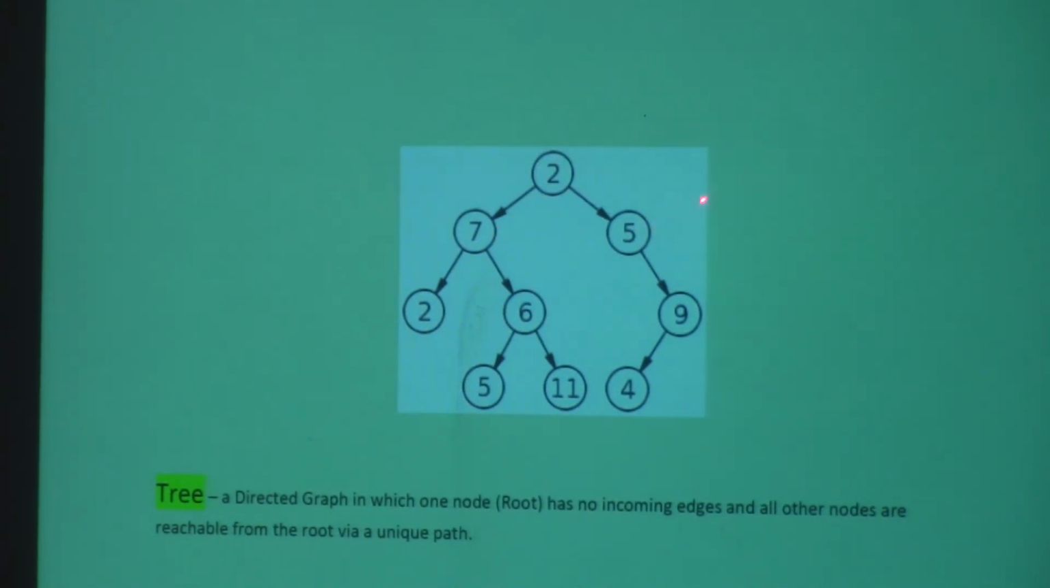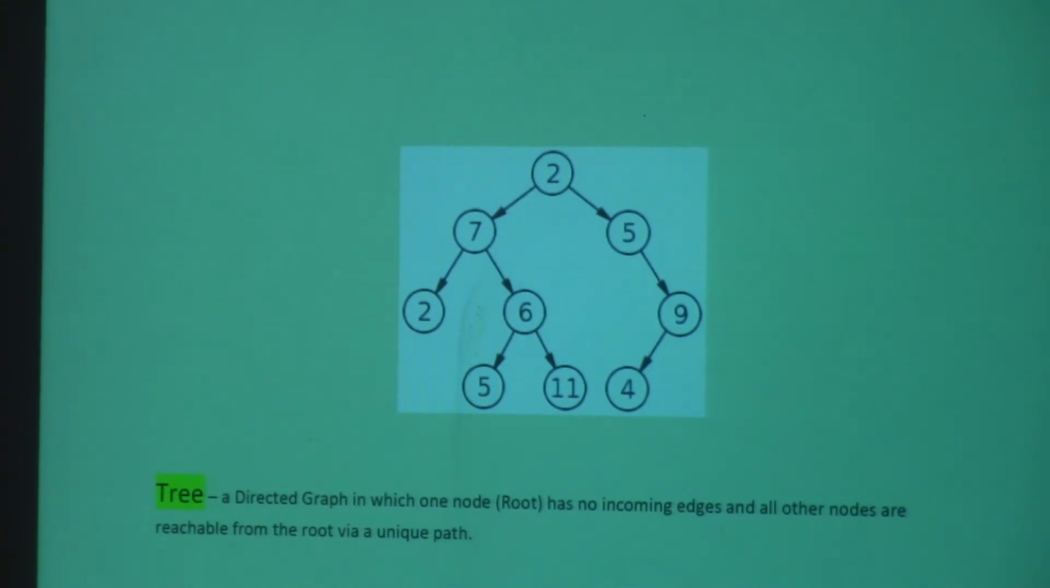When you take 5 out of the queue, you're going to visit 5. So the second node to be visited is going to be 5. But then you're going to visit all the children of 5. So you're going to visit? 9. Well, are you going to visit 9? First, you're going to put 9 into the queue. Then you're going to visit 7. And then you're going to put 2 and 6 into the queue.